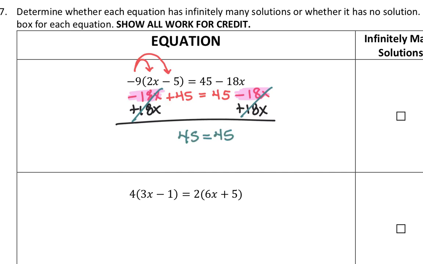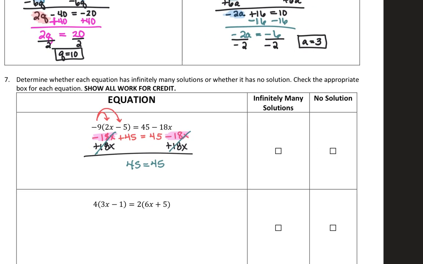Is this a true or false statement? True. So when it's true, you're going to have many solutions. So when it's many solutions, this is true. And this is when you have infinitely many. So our answer here is infinitely many solutions. So if you want to add that up there, you can.